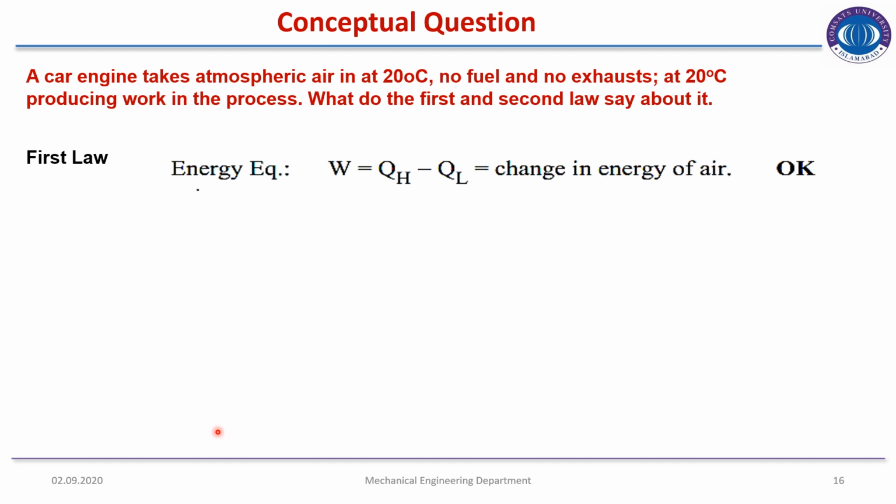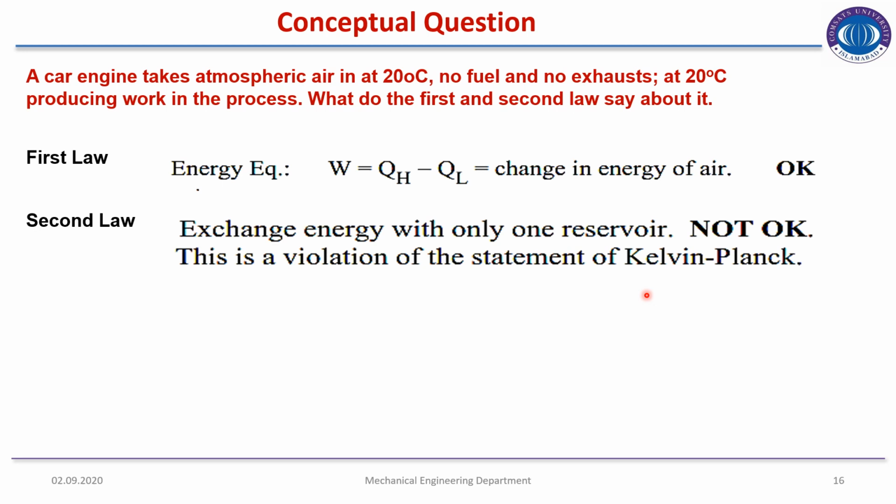According to the first law, the energy equation is W is equal to QH minus QL, the change in the energy of air. And according to the second law of thermodynamics, exchanging energy with only one reservoir is not possible because this violates the Kelvin-Planck statement of the second law of thermodynamics.